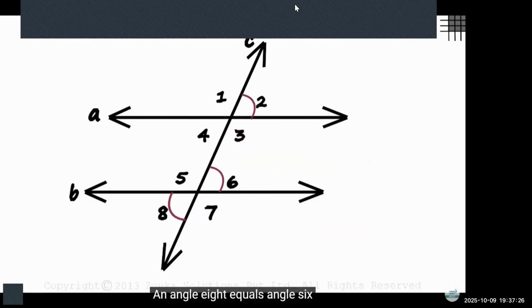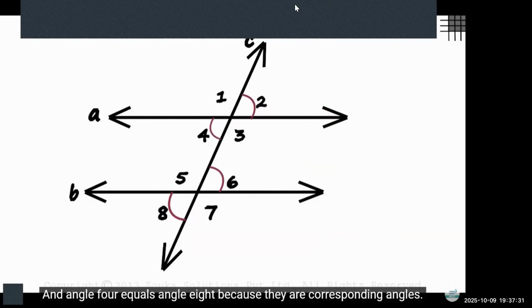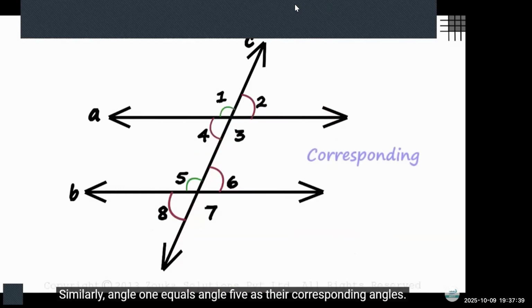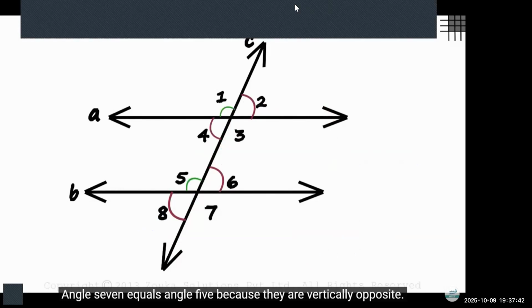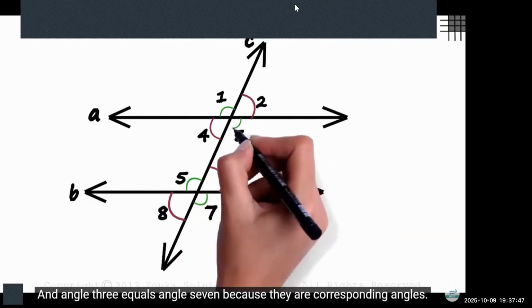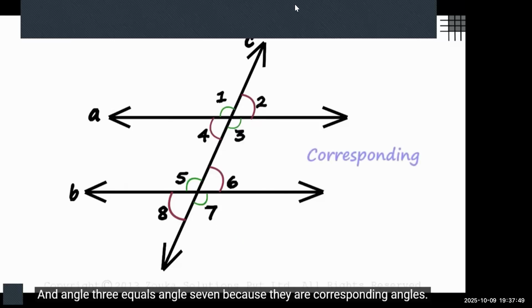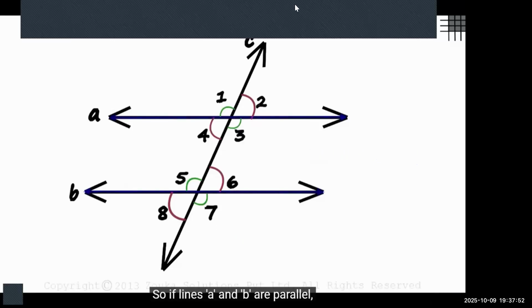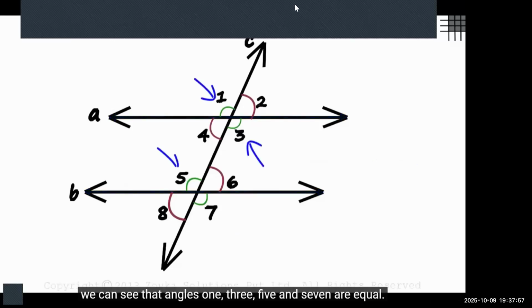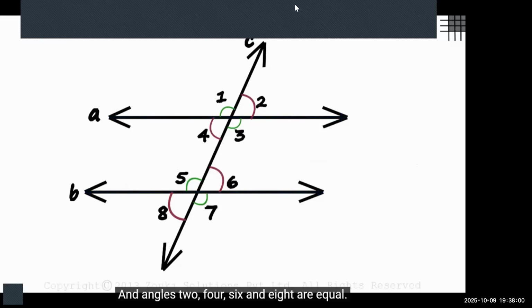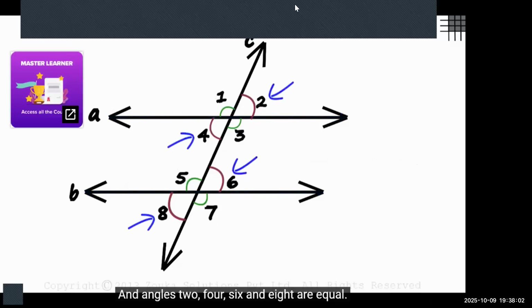and angle 8 equals angle 6 as it is vertically opposite to it. And angle 4 equals angle 8 because they are corresponding angles. Similarly, angle 1 equals angle 5 as they are corresponding angles. Angle 7 equals angle 5 because they are vertically opposite. And angle 3 equals angle 7 because they are corresponding angles. So if lines A and B are parallel, we can see that angles 1, 3, 5 and 7 are equal and angles 2, 4, 6 and 8 are equal.